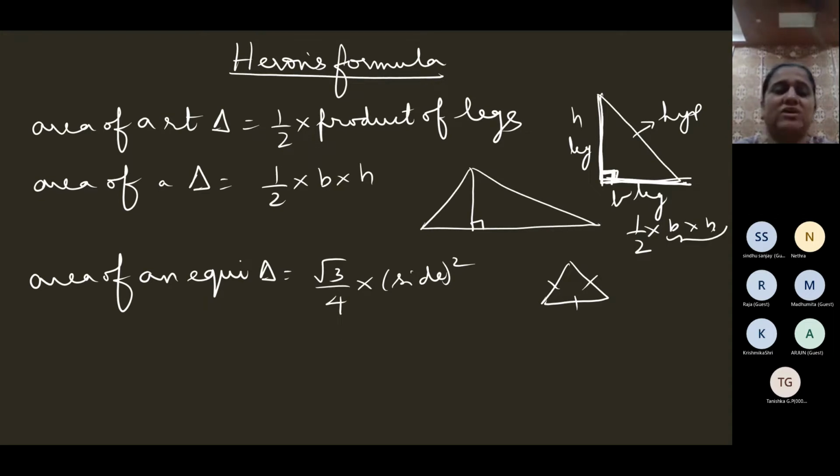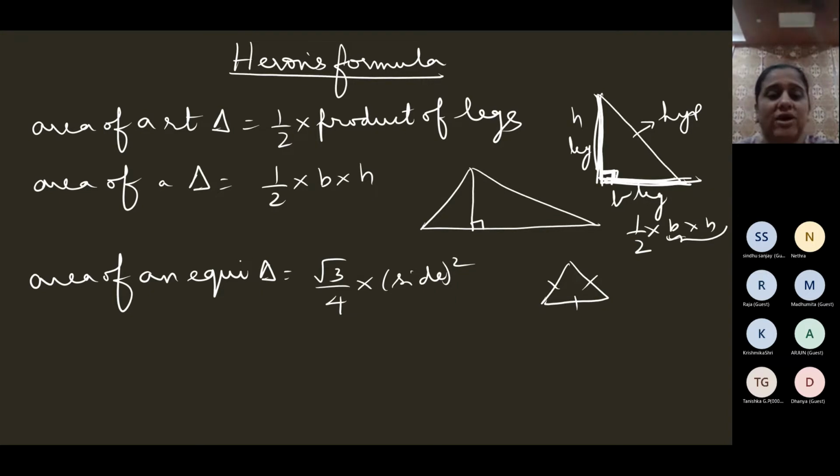Base into height is referred to as product of legs. Product meaning multiplication. Product of legs: this side into this side, this leg into this leg. Half into this leg into this leg. So area of a right triangle is equal to half into product of legs, square units. Otherwise, area of a triangle is equal to half base into height, square units.